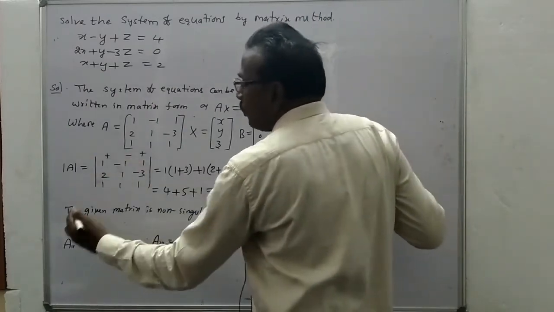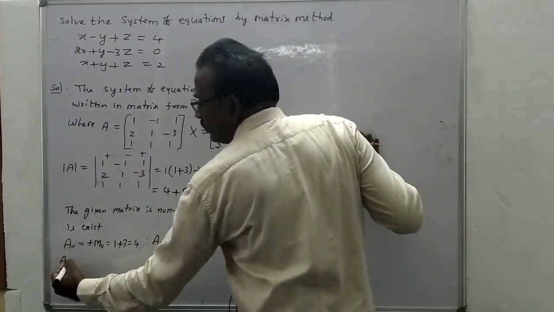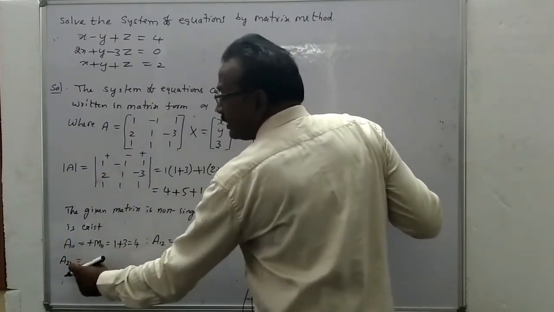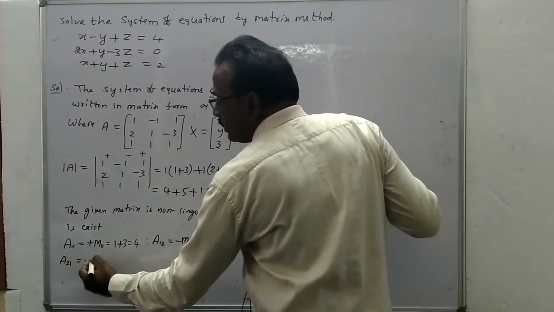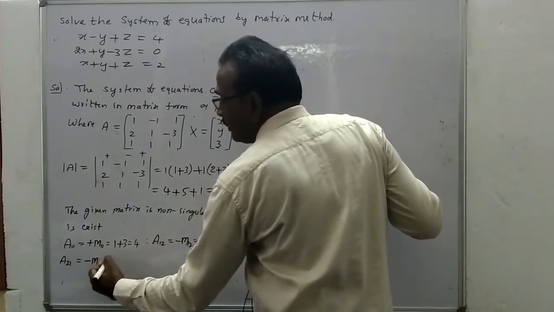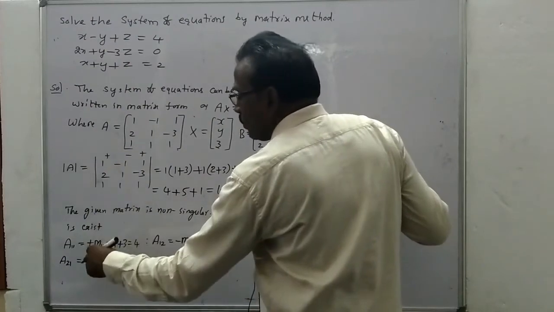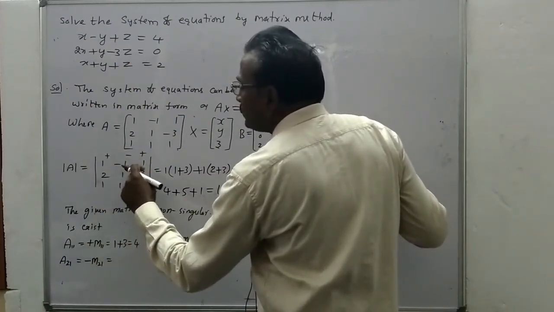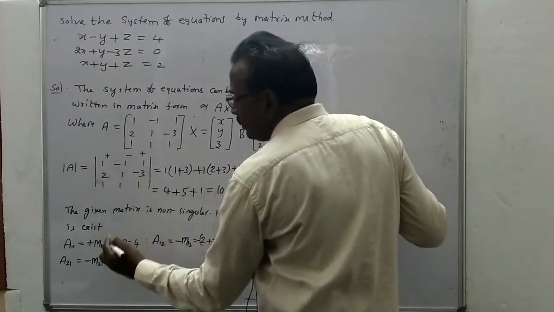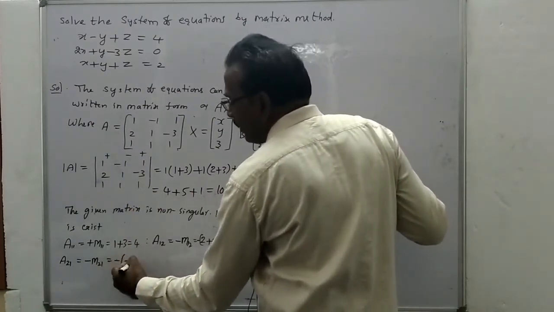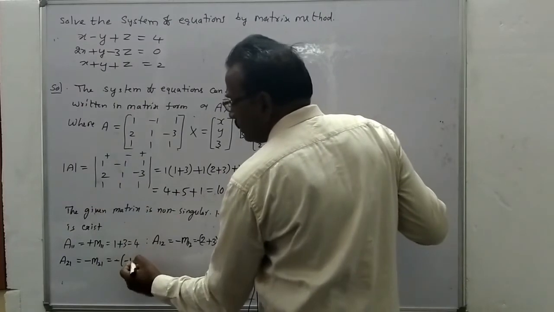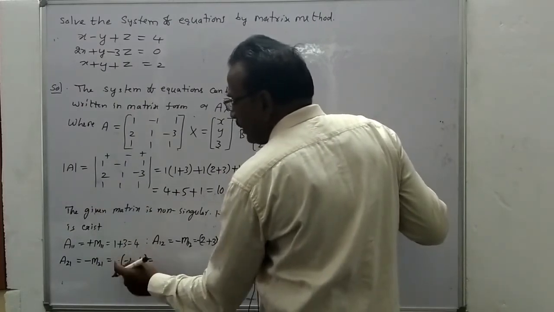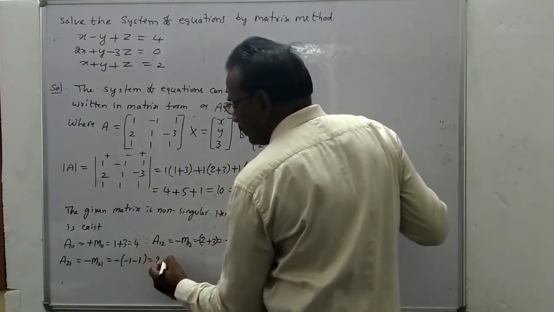Next, the second row cofactors. A21: here 2 plus 1 is an odd number, so the sign is minus. Capital M21 is obtained by deleting the second row and first column elements. The determinant of the remaining elements: minus 1 into 1 is minus 1, minus of minus 1 and 1 into 1 is 1. So that is minus 2, and with the minus sign it becomes plus 2.